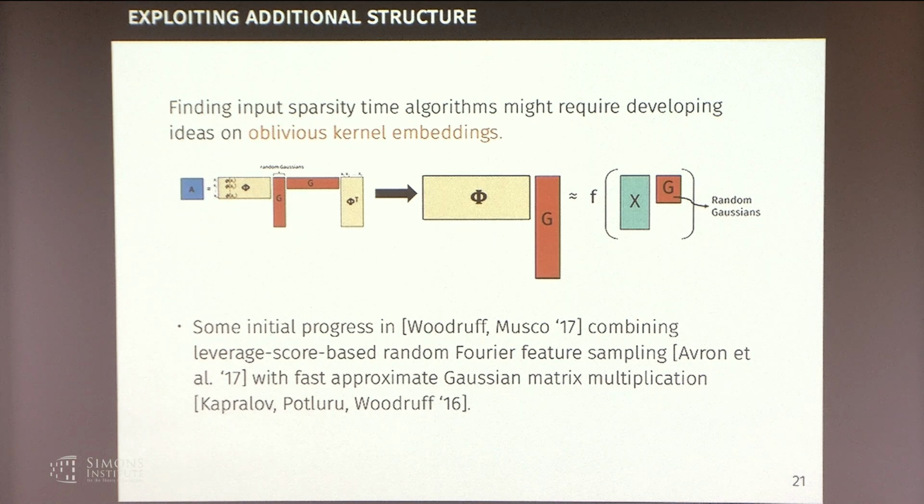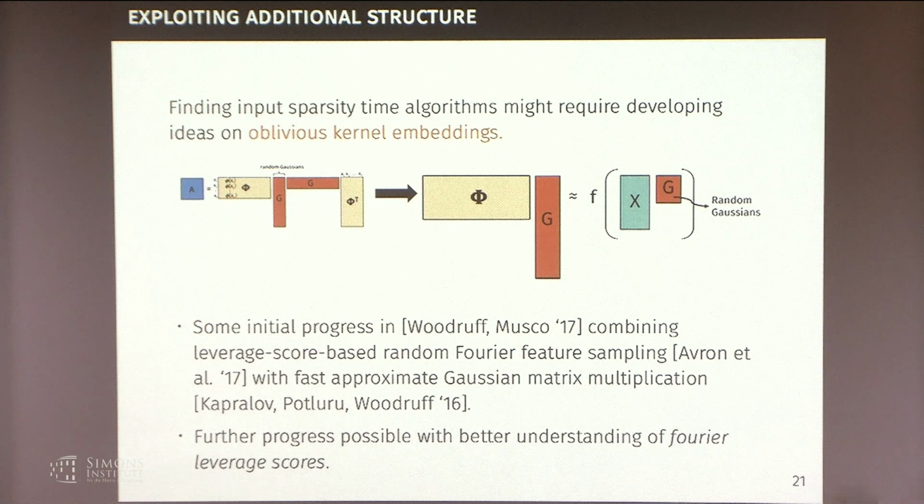We combine techniques for fast approximate Gaussian matrix multiplication with leverage score-based random Fourier features results, which I won't talk about. But further progress is definitely possible. Chris's talk will relate to this, and I think there are a lot of interesting directions here. So yeah, that's it actually.